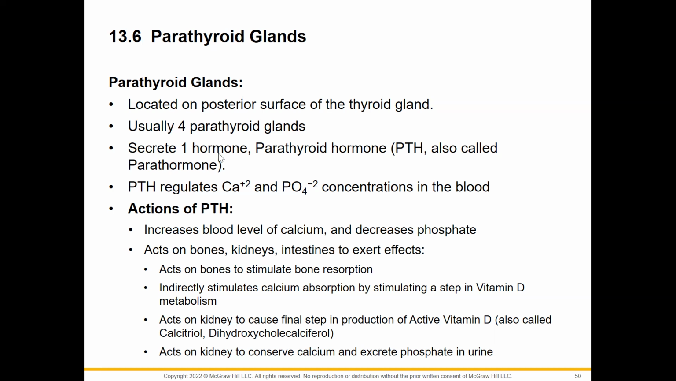Parathyroid secretes one hormone, only one type of hormone does it secrete, and that is called parathyroid hormone. You will see it as PTH. You may also see it as parathormone, as opposed to the whole parathyroid hormone. So parathormone, all of those are the same thing. What parathyroid hormone does is it regulates calcium and phosphate concentrations in the blood.